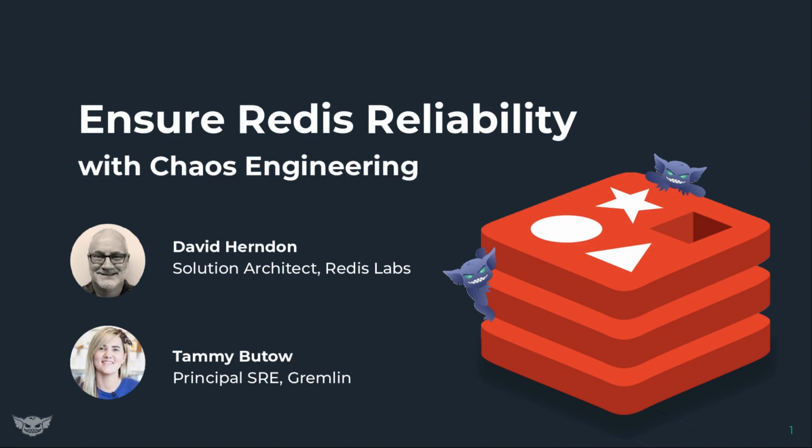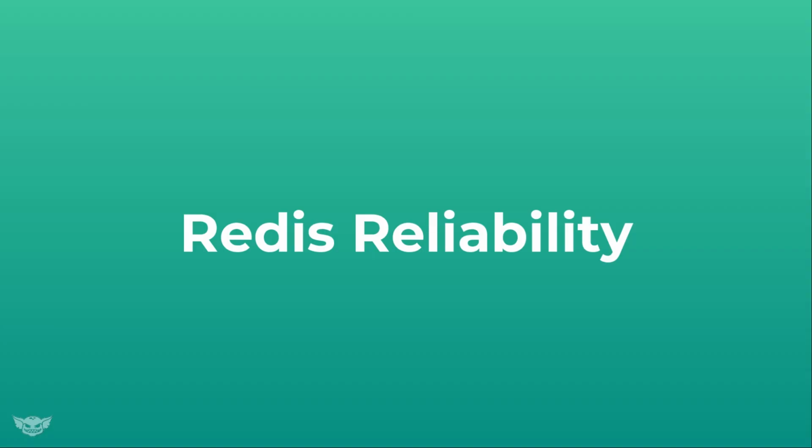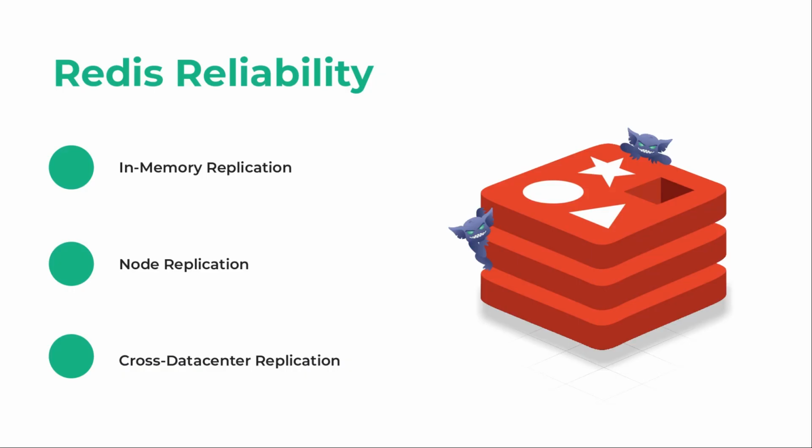Awesome. Thanks, David. So let's get started. First off, let's touch base on Redis reliability. There are a few different things that you can do to ensure that how you've set up Redis is actually reliable. The number one thing to start off looking at is in-memory replication. Number two, node replication. And number three, cross-data center replication. You can see here I've used the word replication 3 times. If you're not sure about replication, what you're doing here is you're basically making a copy. You're replicating data. So that's the whole idea there.